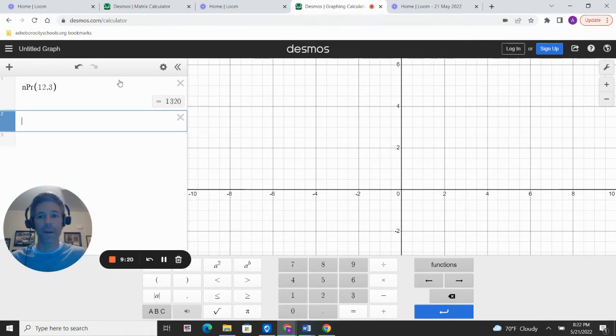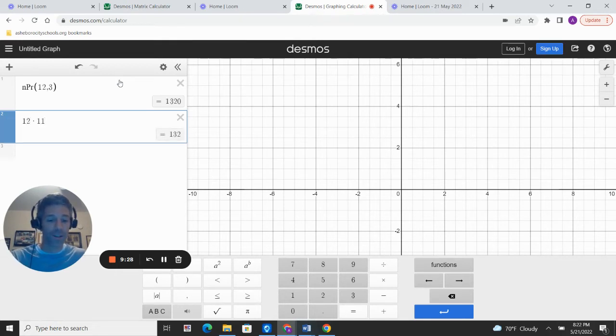However, let me show you another way. If I'm going to rank the top 3, check this out. I would have 12 options for the first person, times 11 options for the second person, times 10 options for the third. What? Same answer. This is amazing. Are your socks still on? Because that knocked my socks off.